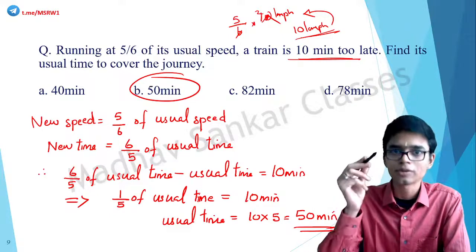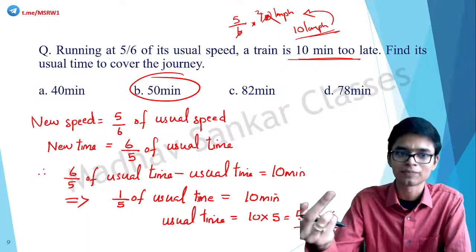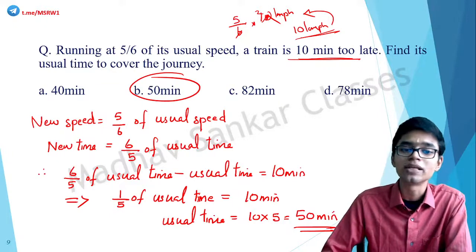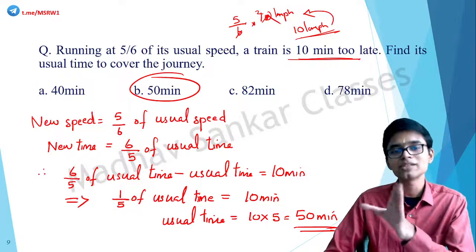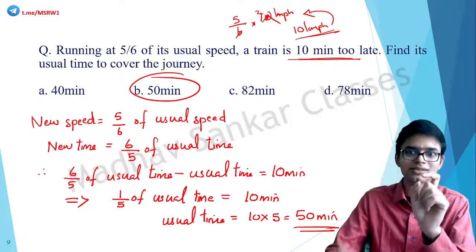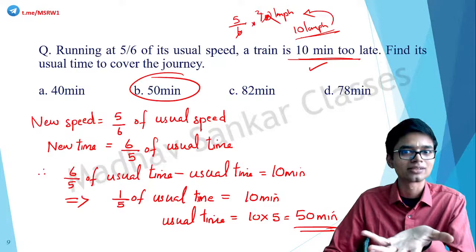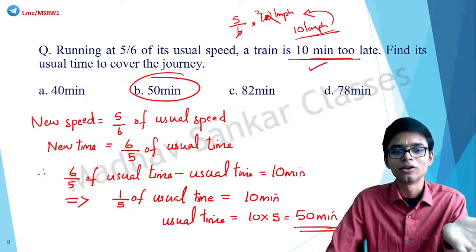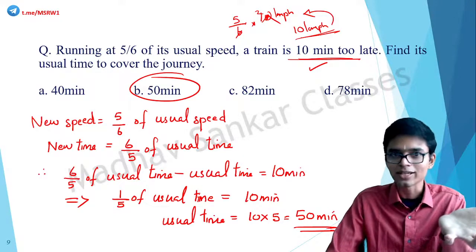Here, the only thing you have to remember is the ratio of speeds and time are actually reciprocals of each other. So if the new speed is 5/6 of the usual speed, new time will be 6/5 of the usual time. Okay, so 6/5 of the usual time minus usual time, that gives the difference. The delay, that is given as 10 minutes, which means 1/5 of the usual time is 10 minutes. So the usual time is 50 minutes. Got it? No calculations or anything. This is all about having that logic. All right, moving on.